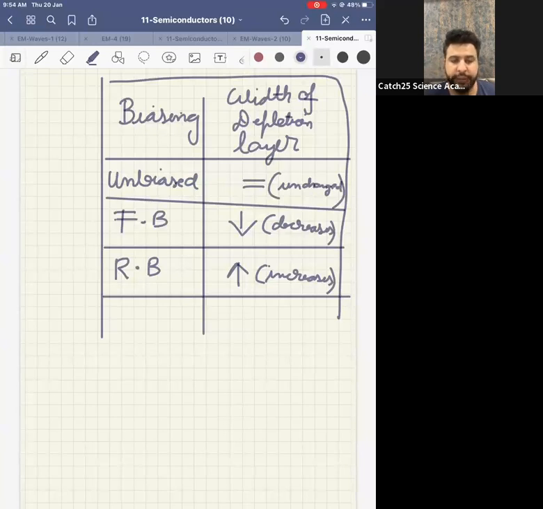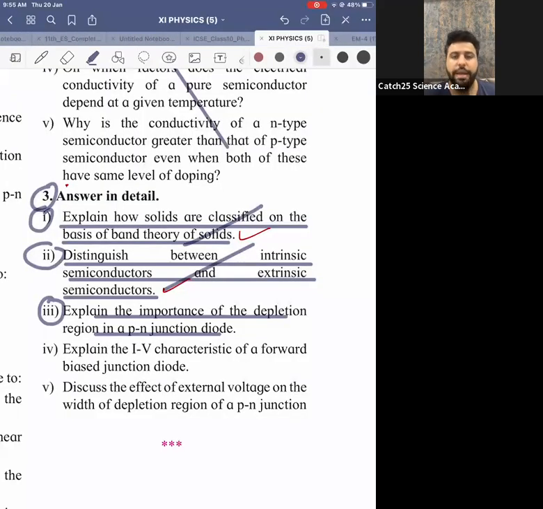When it is unbiased, the depletion region is unchanged. When it is forward biased, it decreases. And when it is reverse biased, it increases. Can I say the answer is direct? Therefore, this table is your answer for the question. Explain the importance of depletion region in a PN junction diode. So I've already written the answer. You can just draw that table where you have unbiased, forward biased, reverse biased. Fine. Can you manage that table on your own?